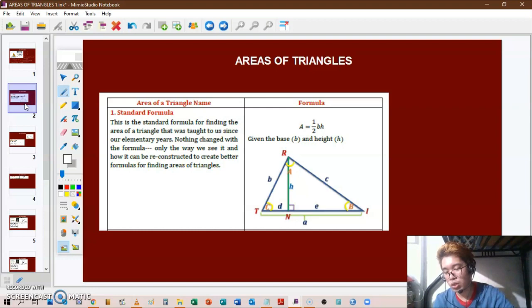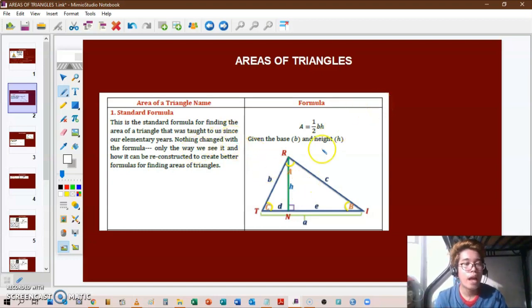The most conventional and traditional way of solving the area of a triangle is using A equals 1/2 base times height, where you're given the base. For this figure, we have triangle TRI, and our base is this letter b there, and our height is the lowercase h. This is the normal, traditional way of finding the area of a triangle.